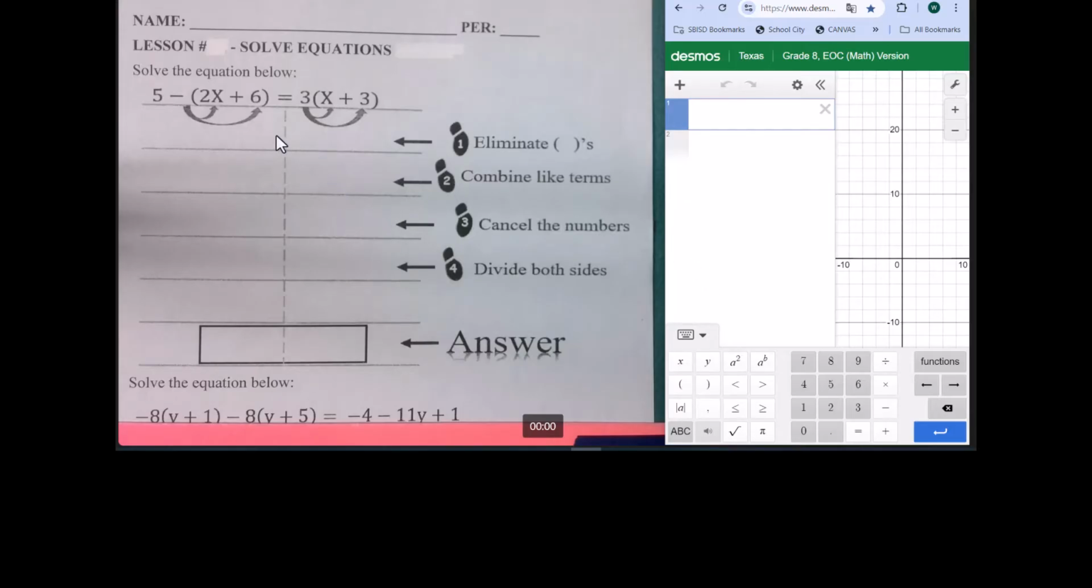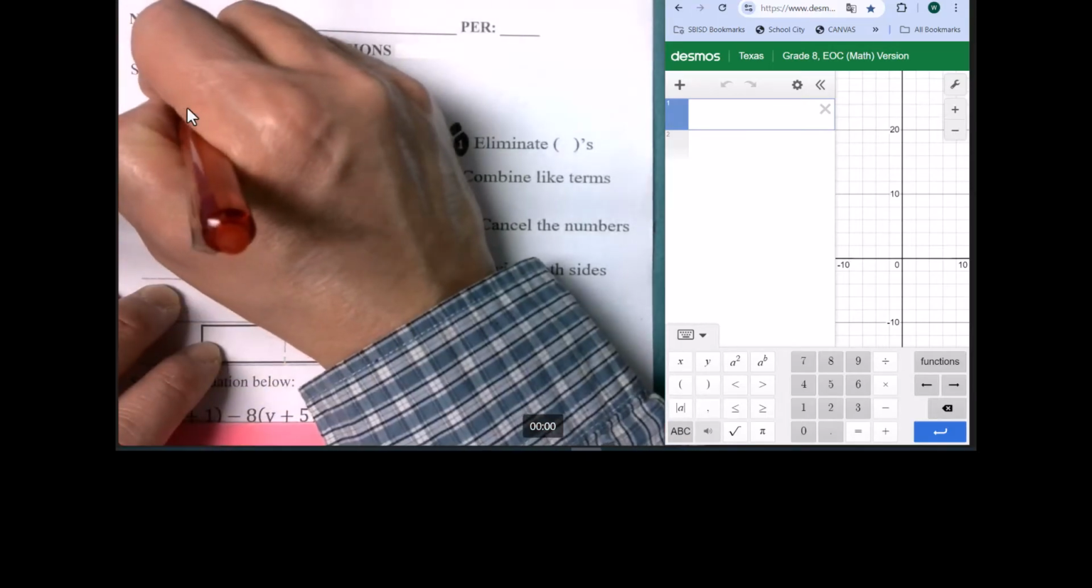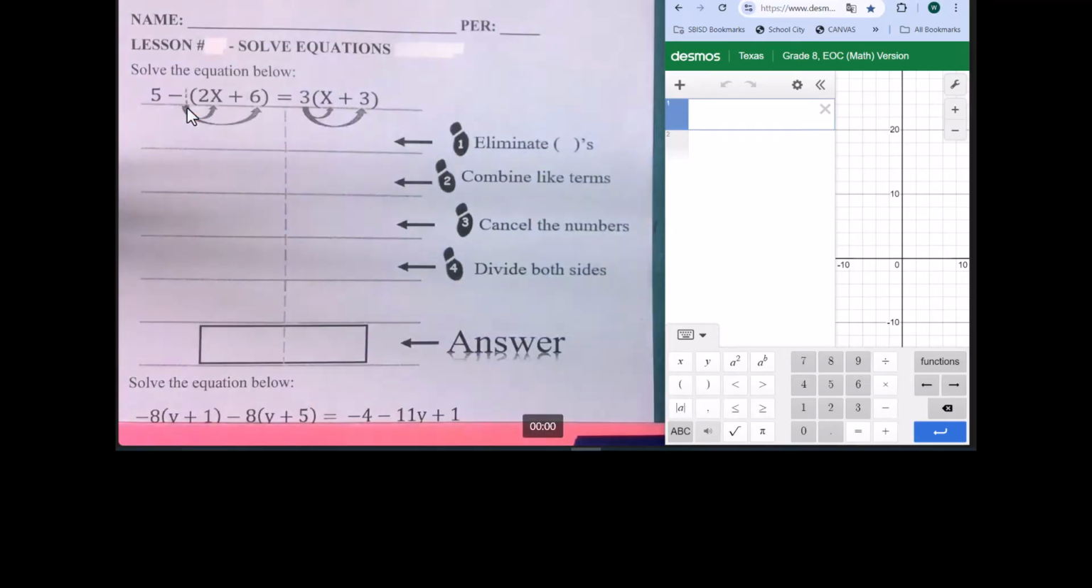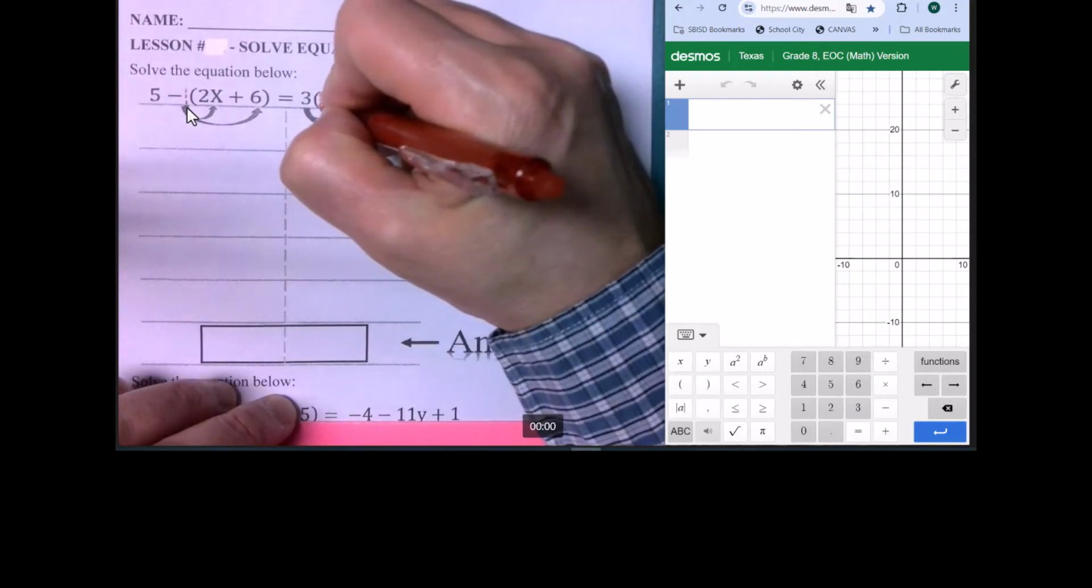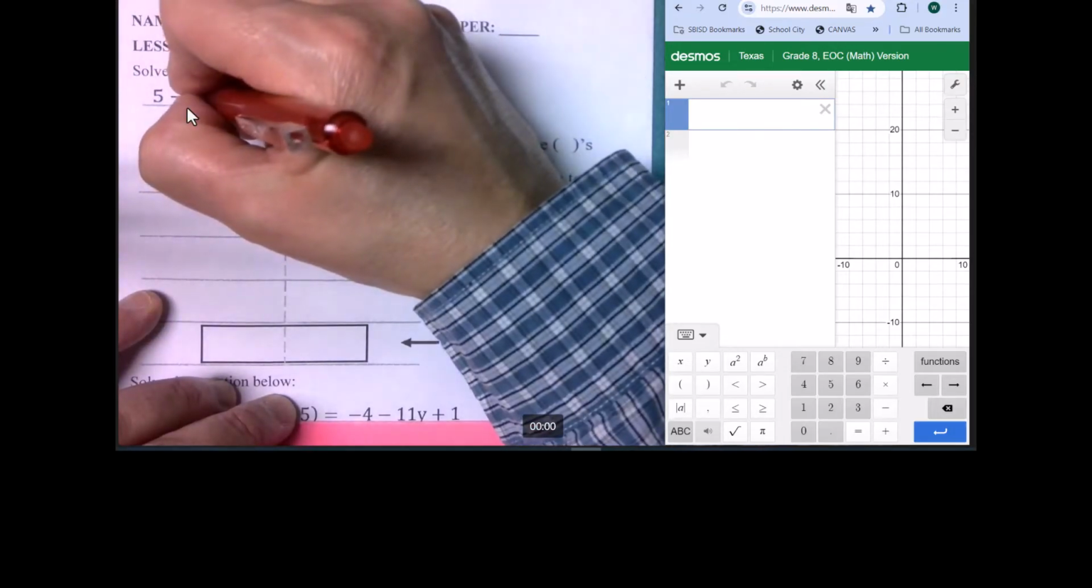So let's begin. Here we have an equation with parentheses. First thing I noticed is that there's no number between the sign and the parentheses, so right here I'm going to put an invisible 1 because I know there's a 1 right there. Same applies over here. There's no number in front of the x, so there is an invisible 1 right there. So know that you can add those ones right there.